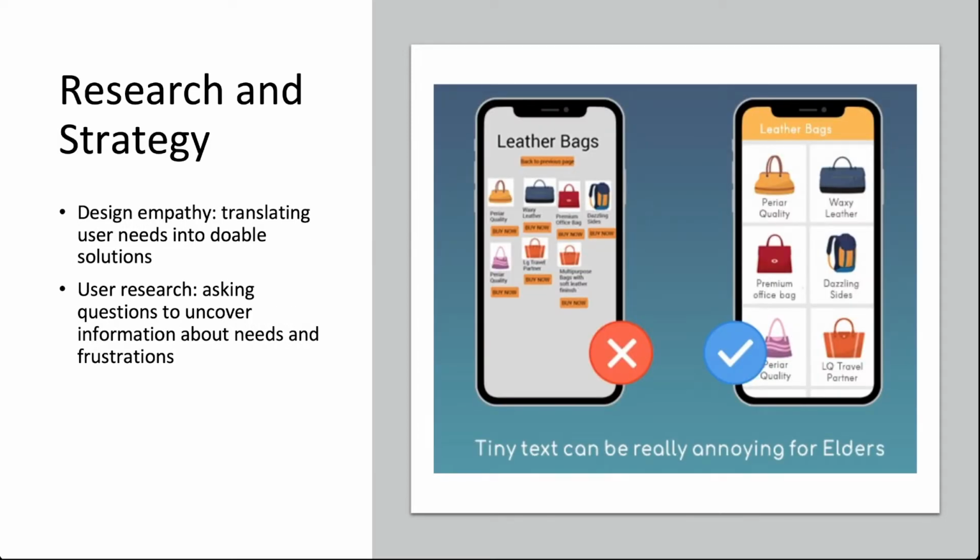That's one. Next, research and strategy. You need to show design empathy, translating user needs into doable solutions. For example, if you are designing a website for the blind, you would not want to use slides that are very hard to read. For the vision impaired, you want to choose the right colors to ensure that people can see your site properly. If you're designing sites for the elderly, you also want to make sure that it's very easy for them to read.